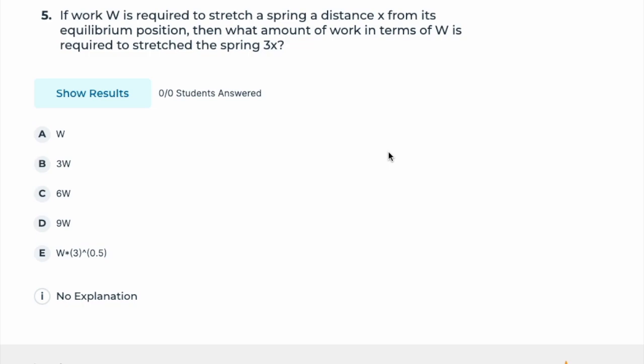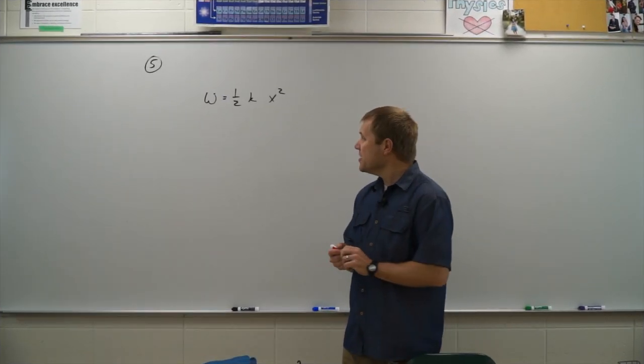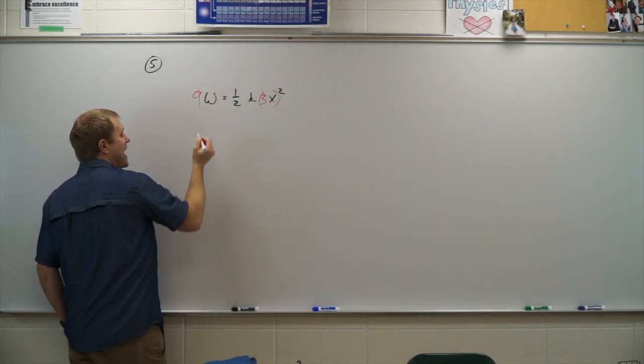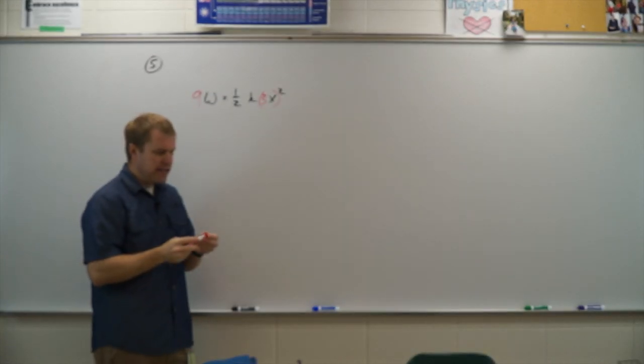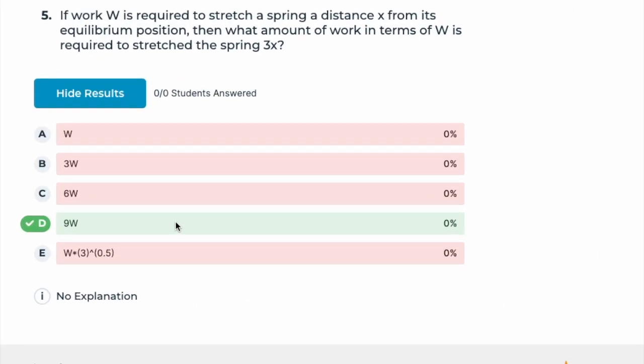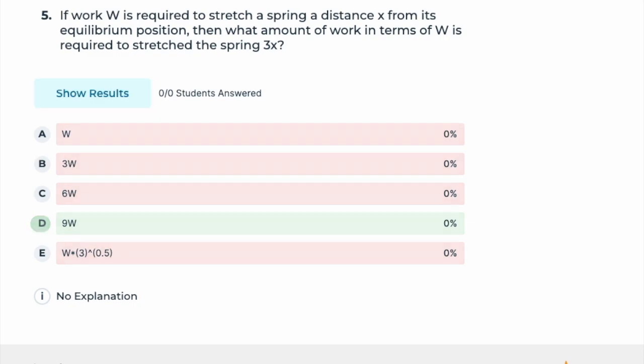Number 5. If work W is required to stretch a spring a distance x from the equilibrium position, then what amount of work in terms of W is required to stretch the spring 3x? Similar to the last one here, so if we triple the distance, that's going to be 9 times the work. Correct answer there, D. Correct, 9W, so D.